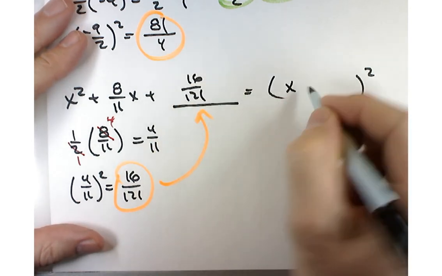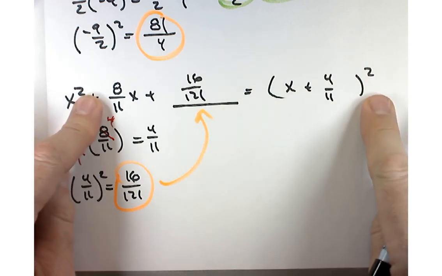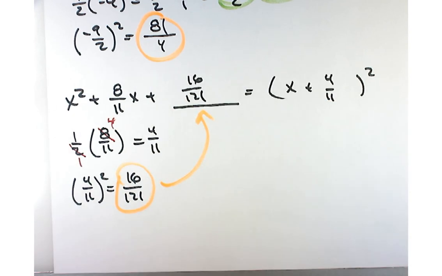And then x plus 4 over 11. And as before, if you wanted to, you could FOIL this out to check that when you square this, you get this.